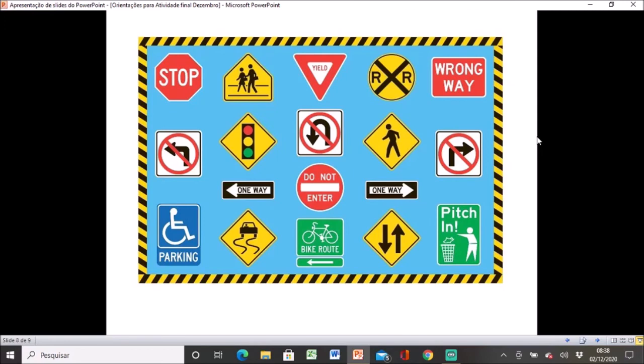And finally, we have some driving signs. Stop, out, wrong way, one way, do not enter, bike road, parking. Okay? It's forbidden turning left, it's forbidden turning right, it's forbidden to return. São sinais de trânsito que logo logo você vai tirar a tua carteirinha de motorista e você precisa conhecer alguns deles. Ok, pessoal?